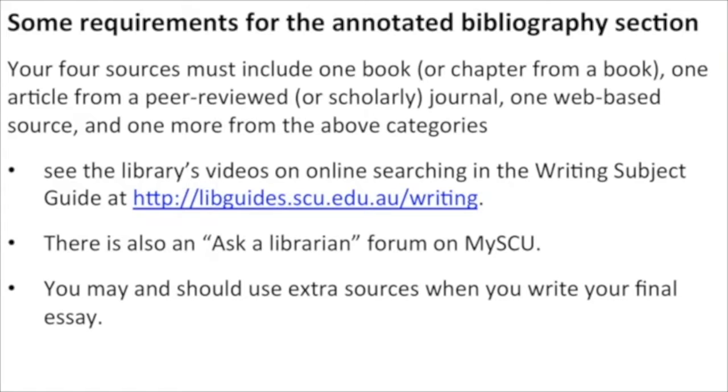So you need to find an article from a journal like that, and if you go to the Writing LibGuide, on the Journals tab there's some instructions for how to find peer-reviewed journal articles, as well as a short video on how to decide whether something's peer-reviewed or not. And then a web-based source, which is very open. That can be anything that you can find on the internet, so it's pretty broad. And then you need to find one more source, and it can be any of the above types of sources.